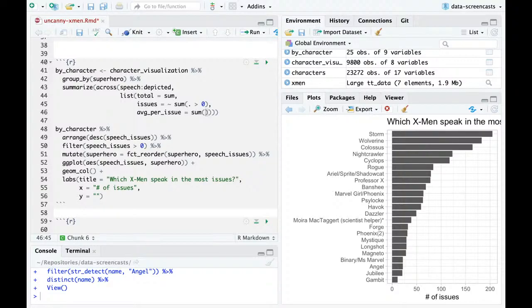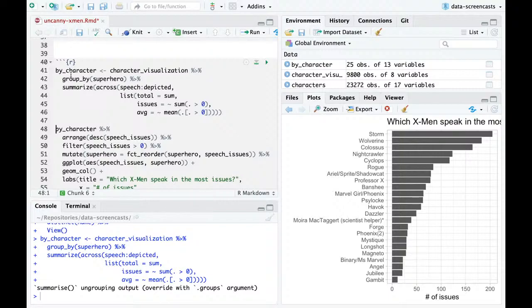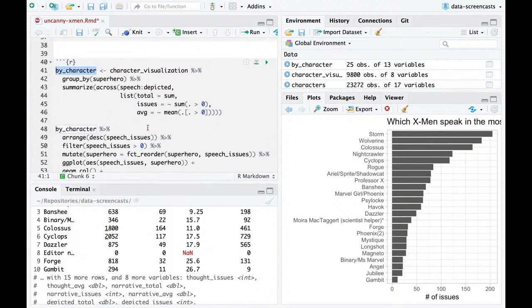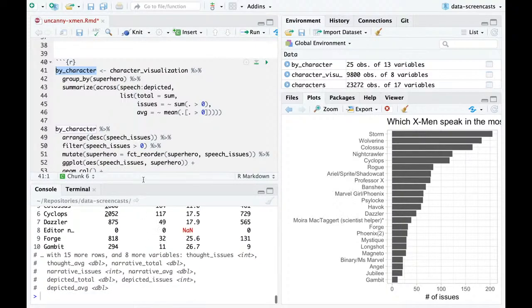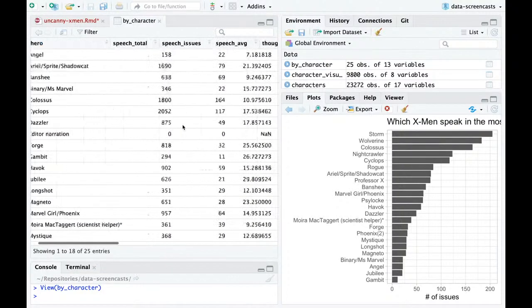The way to do that is to say tilde average, I'm just going to call it AVG, and say mean dot, where dot is greater than 0. The dot being the anonymous object. So here we go, by character, and I'm going to view this. We actually have superhero, and then speech total, issues, average.